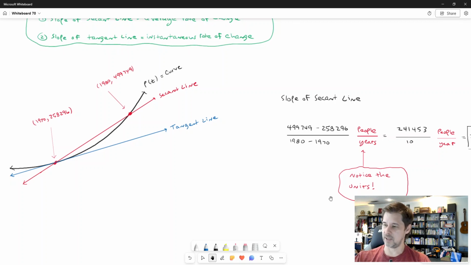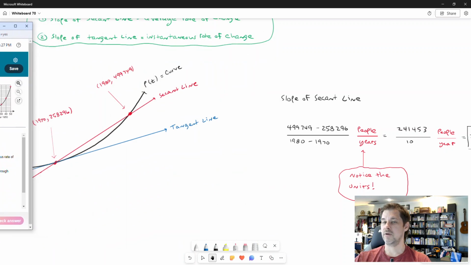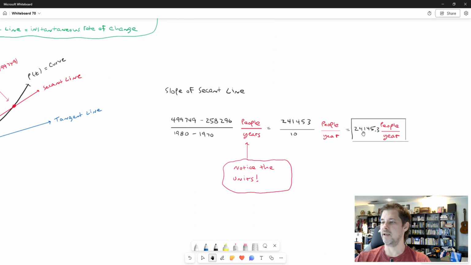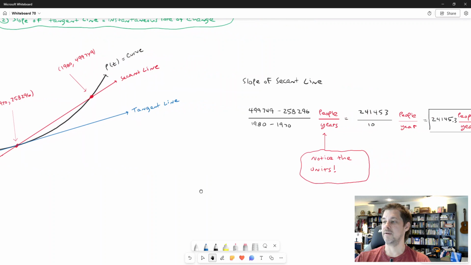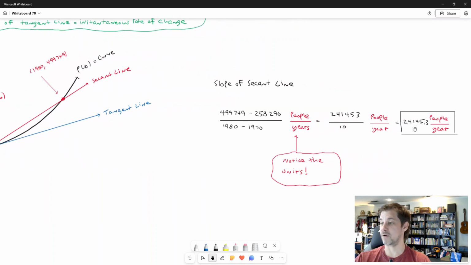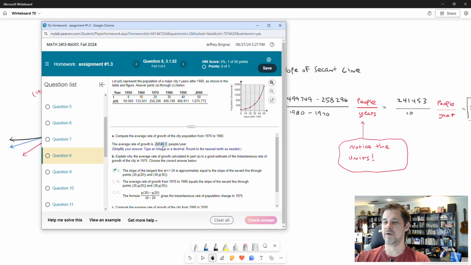So anybody that's doing science or engineering or any kind of measurement heavy discipline, we're going to have to pay attention to units as we go further and further. So this would give me the slope of the secant line and in the units that I need for this question. Okay, so I continue breaking this down and I get 24,145.3 people per year. So that's the average rate of growth from 1970 to 1980. On average, we're growing by about 24,000 people per year. Okay, so that's our answer for part A, the average rate of growth, just the slope of the secant line.